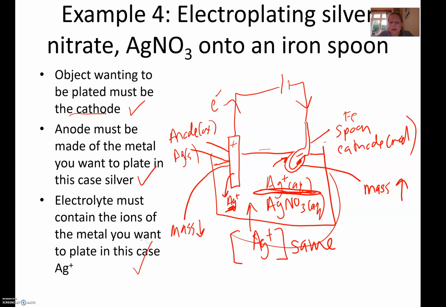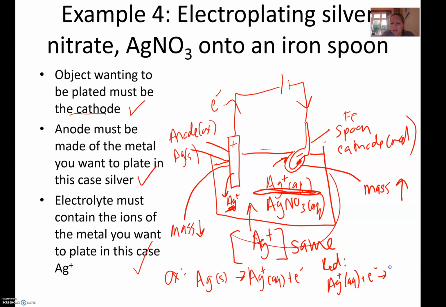We don't need to worry about a reduction potential for this one, because hopefully you're seeing the oxidation equation. So oxidation in this case is Ag going to Ag+. Okay, and the reduction is exactly the same. Ag+, but in reverse, plus an electron goes to Ag. So this is a bit of a funny one, okay, where it's exactly the same thing getting oxidized and reduced. And this process is called electroplating.